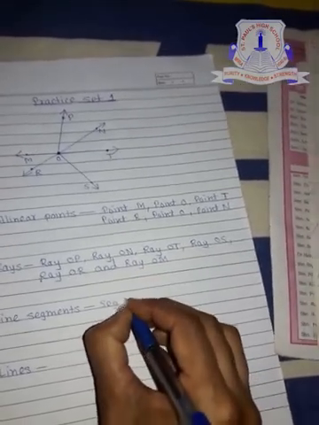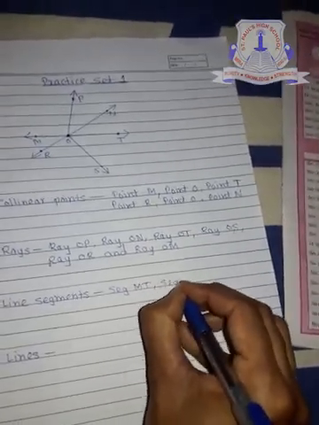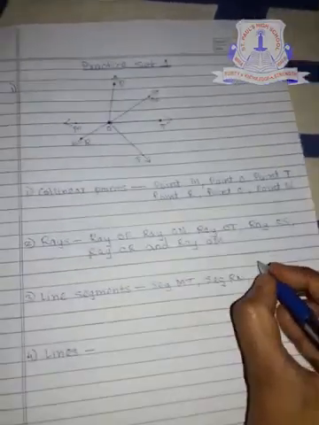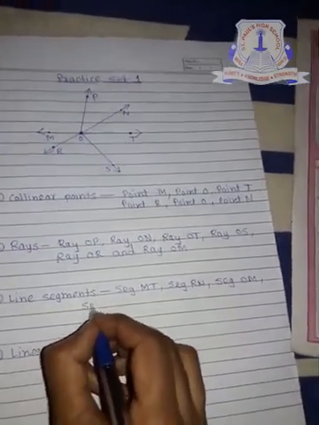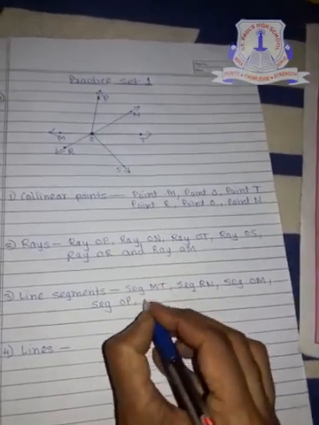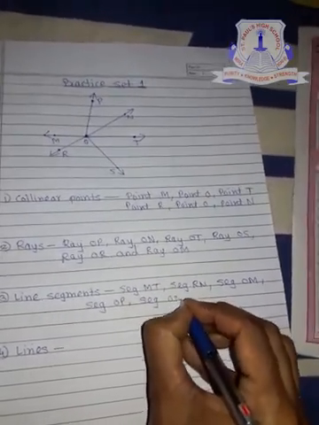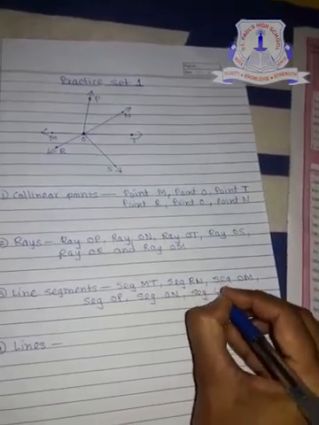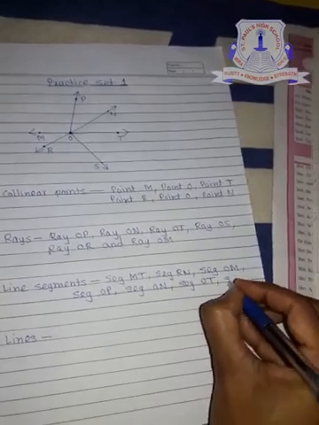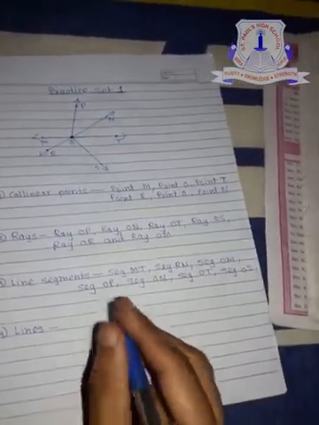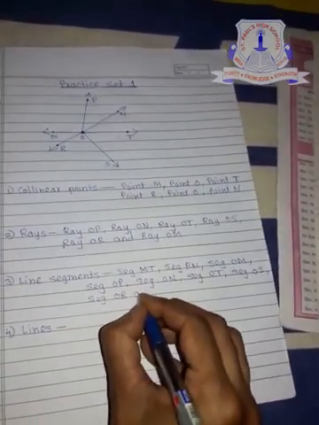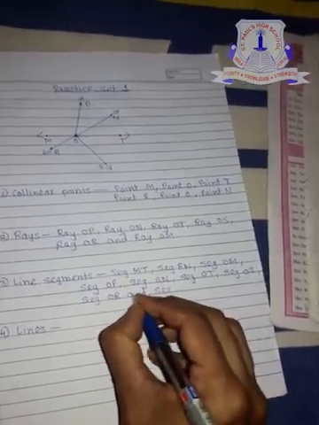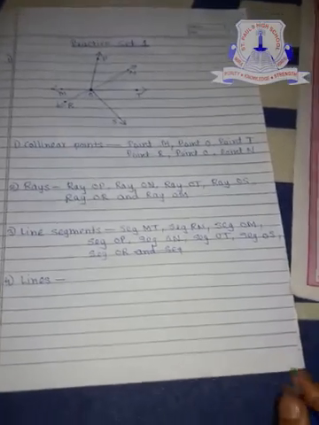So now we are going to write down the line segments as segment MT, segment RN, segment OM, segment OP, segment ON, segment OT, segment OS, segment OR, and okay, this much. So these are the segments.